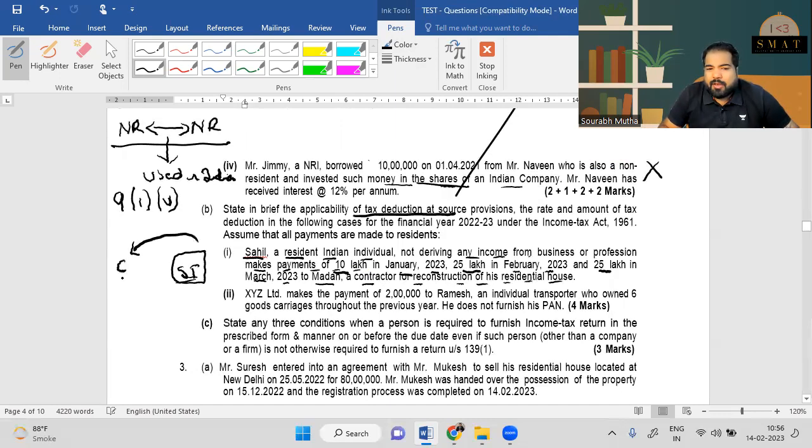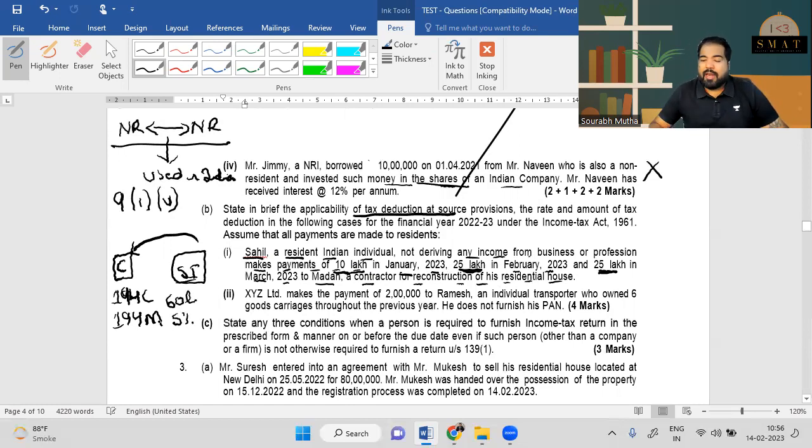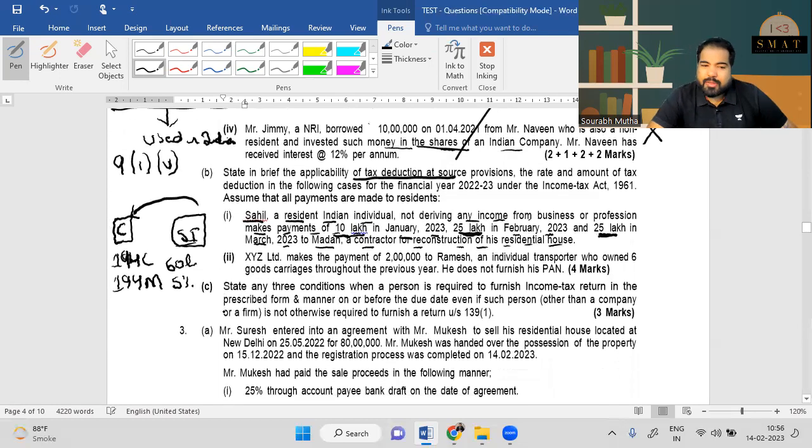So he's basically paying a contractor. Of course, 194C will not apply for small individual, but 194M will apply if the payments are more than 50 lakhs in a year. Are they more than 50 lakh? 25 plus 25 plus 10, yes. So on that 60 lakh, they will have to deduct TDS at the rate of 5% and pay to the government. Sahil, TDS will apply section 194M.